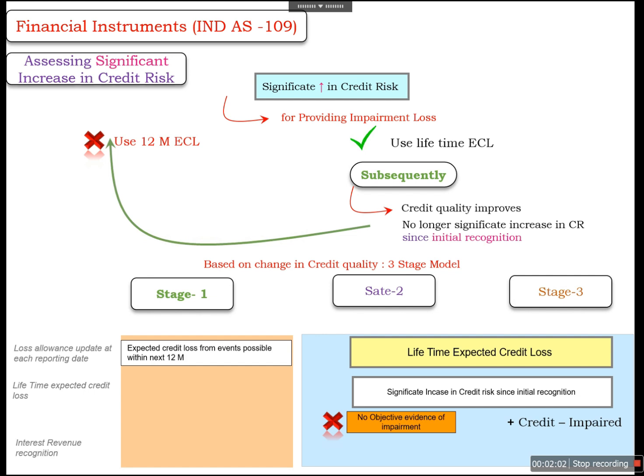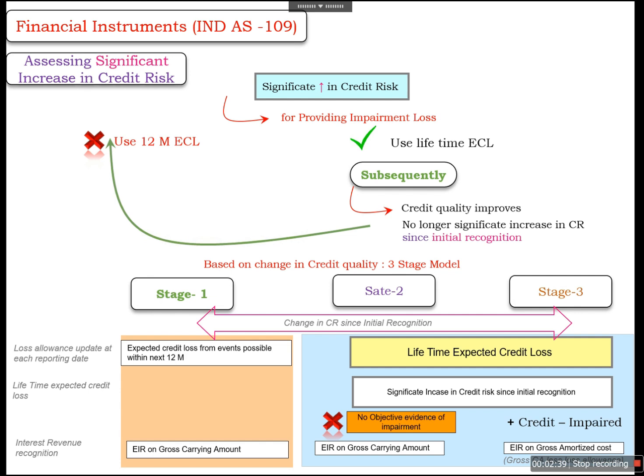And for the purpose of interest revenue recognition, for the financial assets falling in stage 1, interest revenue is recognized based on the EIR on gross carrying amount. Similarly, for the assets under stage 2, it will be on EIR on gross carrying amount. However, for the assets that fall in stage 3, the interest revenue will be recognized based on EIR on the net amortized cost. It means gross carrying amount less the loss allowance that we have recognized. Here, if there is a change in the credit risk since initial recognition and it improves, we will move from stage 3 to stage 2 or towards stage 1. And if it deteriorates, in that case, we'll move from stage 1 to stage 2 or stage 3 as the case may be.